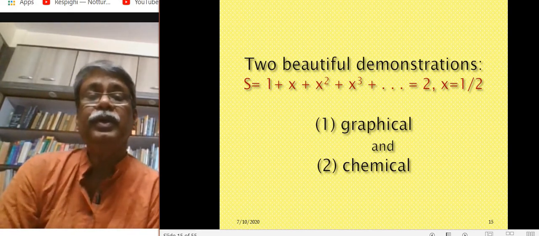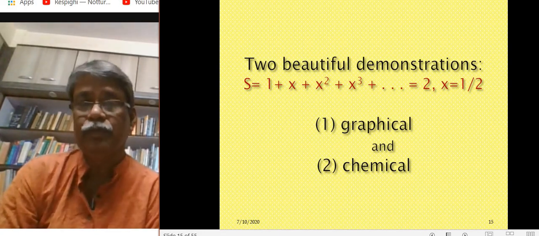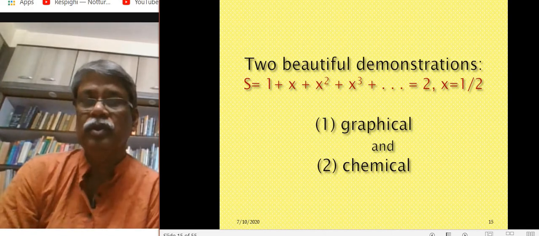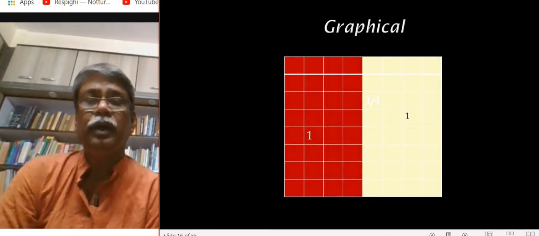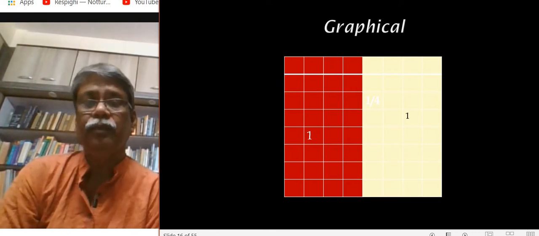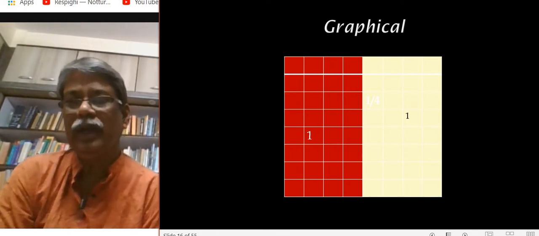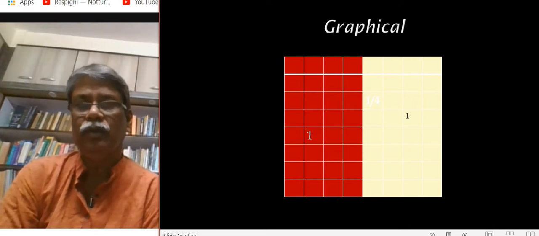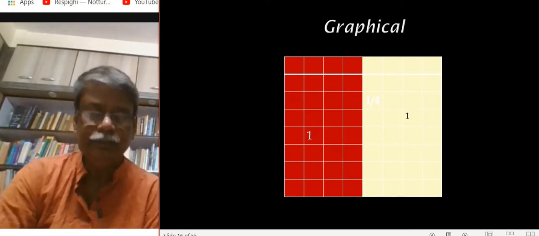Well, very quickly let us go for 2 very beautiful demonstrations of this series. One is graphical, another is chemical. So the first one, graphical. Let us start with a square of 2 square units, in whatever standard unit. So half of this, the red part is 1 unit and half is another 1 unit, right? So 1 plus 1, the total area is 2.